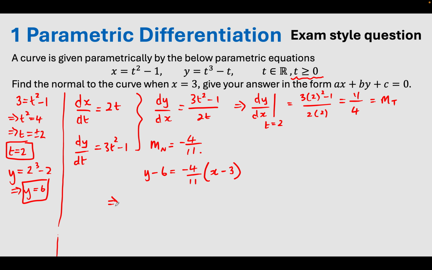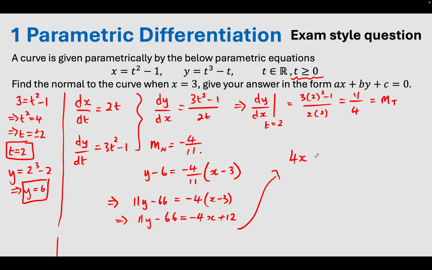Okay, now I've just got to tidy this up. So I'm going to multiply through by 11. So I get 11y minus 66 is minus 4 times x minus 3, like so. So 11y minus 66 is minus 4x plus 12. And if I bring this over here, just to tidy up, I can bring 4x to the other side, make it my positive. So I get 4x plus 11y, take this 12 over to the other side, I get minus 78 equals 0.